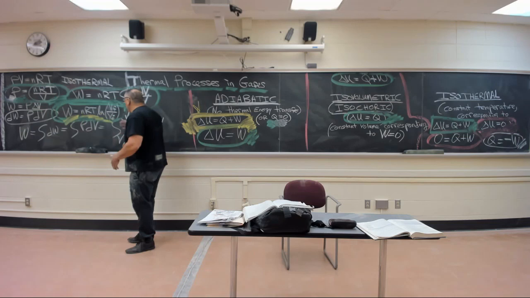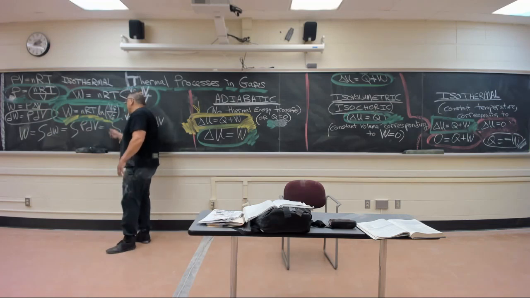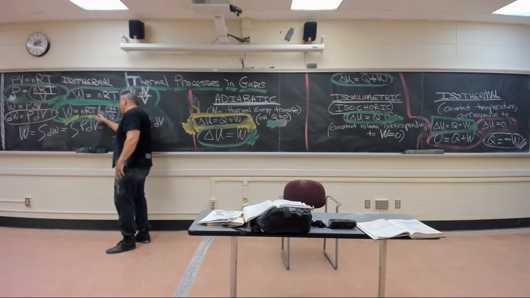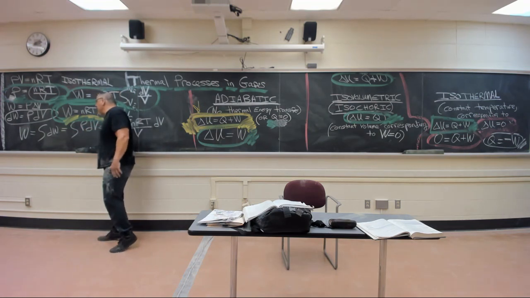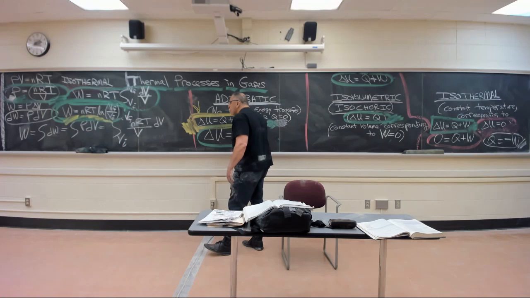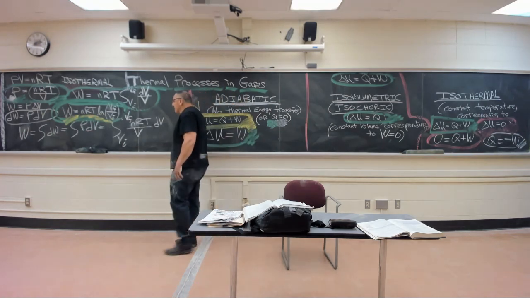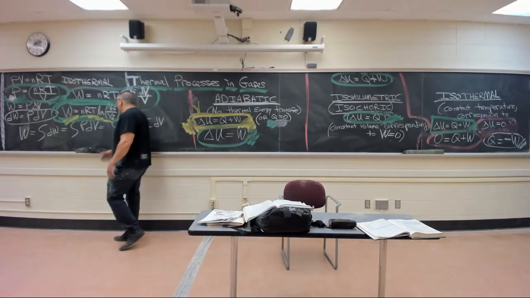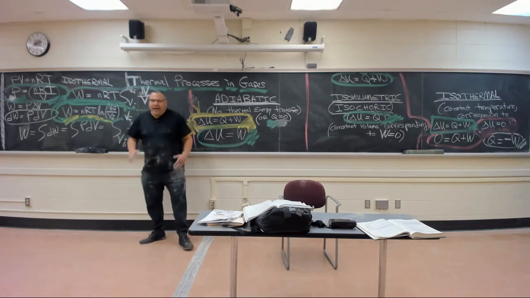If it goes the other way around, if VF is small and this guy's big, small divided by big is a number less than 1. ln of a number less than 1 is negative. Negative times this will mean that the environment did positive work. The gas did negative work. It gets a little touchy.